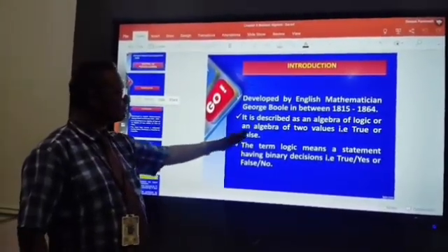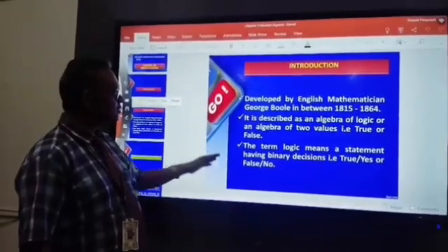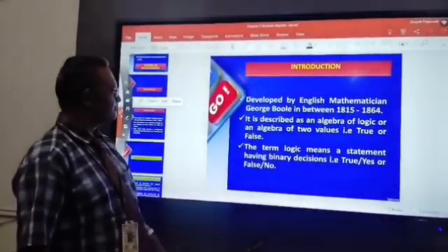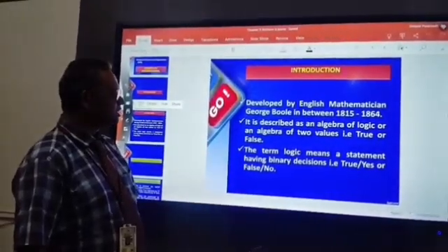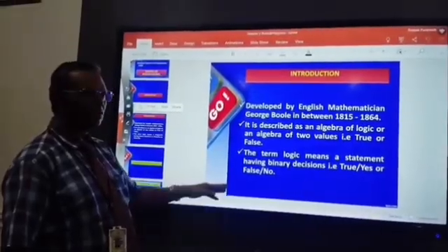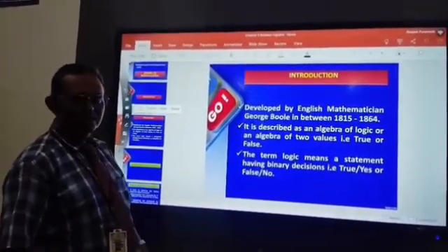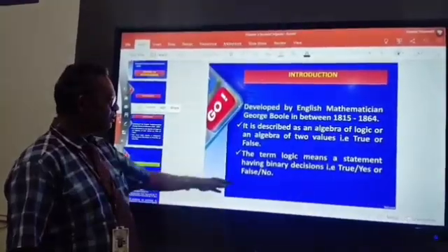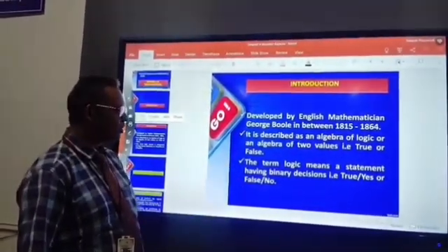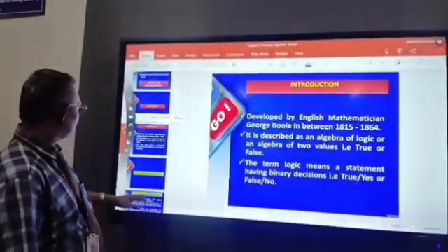Actually it was developed by the English mathematician George Boole between 1815-1864. It is described as an algebra for logic, or an algebra of two values, true or false, or else it can be 1 or 0. The term logic means a statement having a binary decision, either true or false.